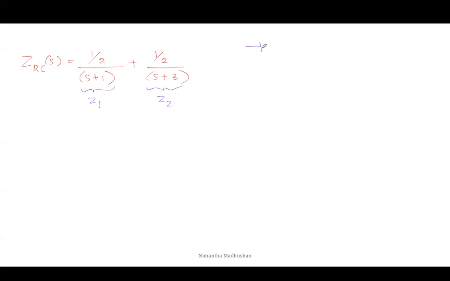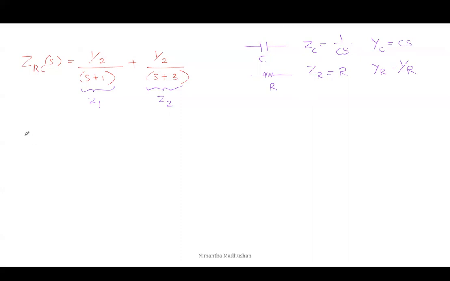If we consider the capacitor, the impedance of the capacitor we can write as 1 over Cs, and the admittance of the capacitor as Cs. If we consider a resistor with the value of R, the impedance is R and the admittance we can write as 1 over R. We can use these expressions to obtain the final circuit.